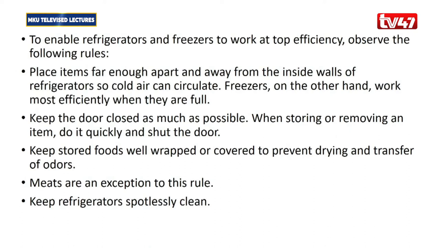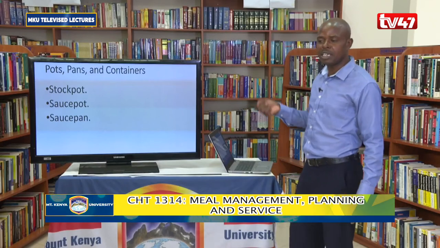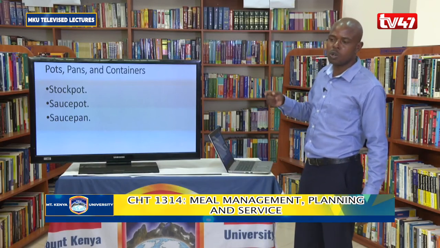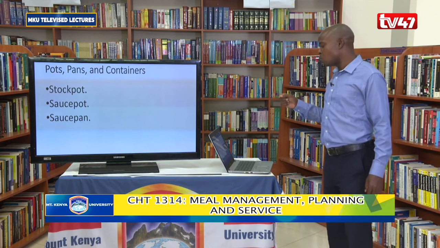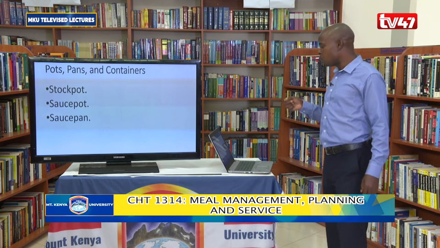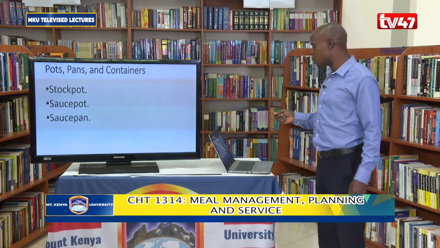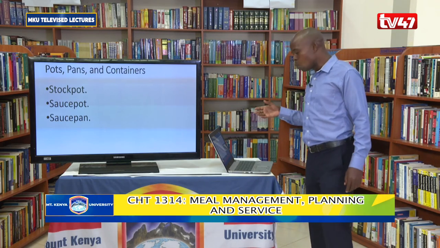Next, keep refrigerators spotlessly clean. Make sure that your refrigerator is always kept clean, because if it is not clean, it is going to harbor a lot of bacteria that in turn will affect the food that is kept. We have pots, pans, and containers as part of holding food. We have stock pots, sauce pots, and saucepans. Normally, those items are used for cooking and holding.